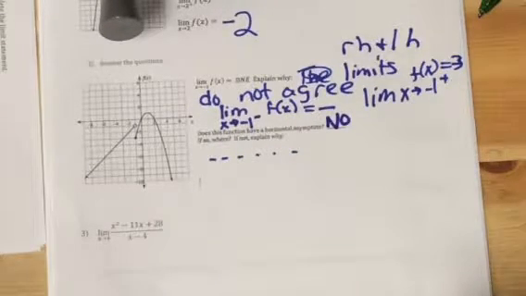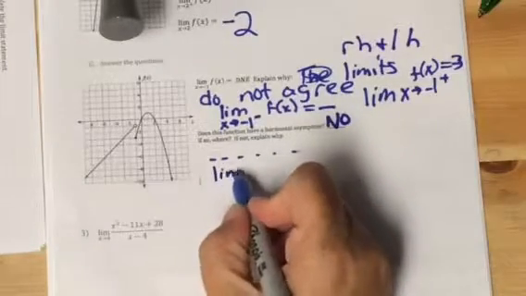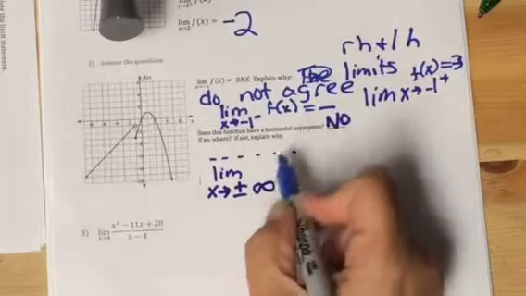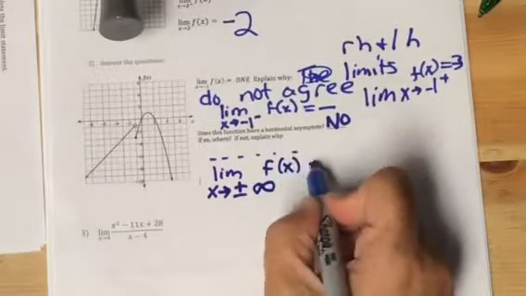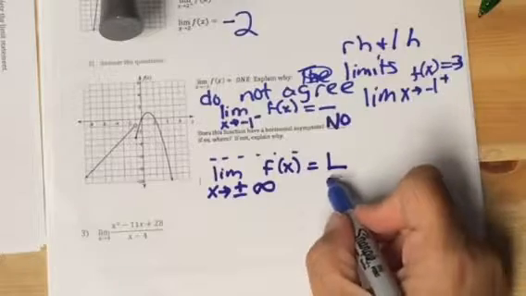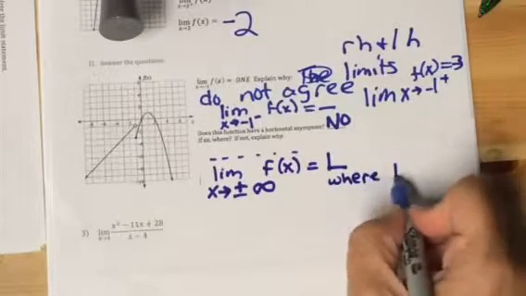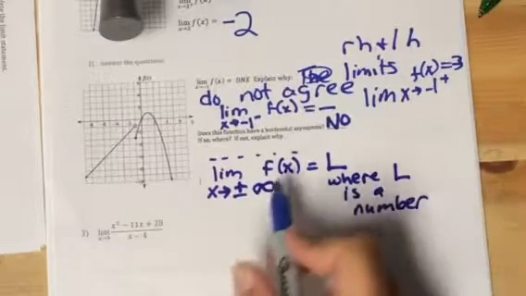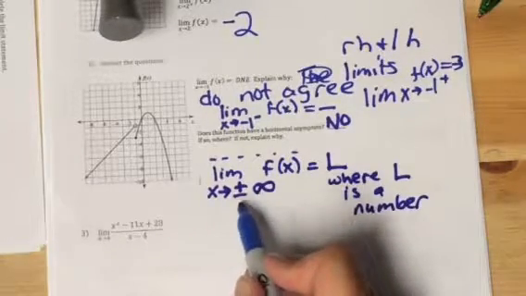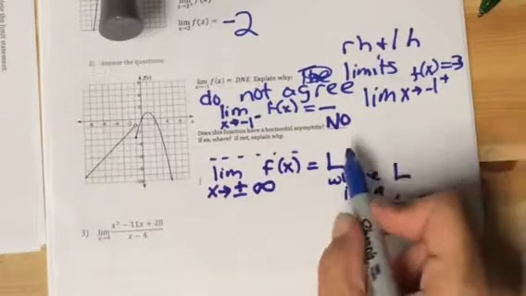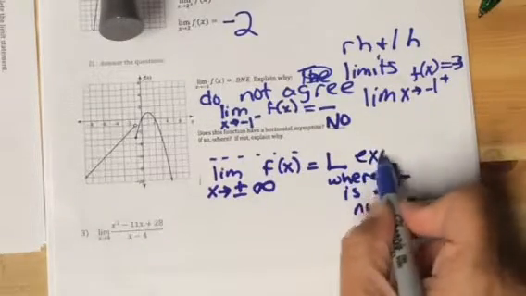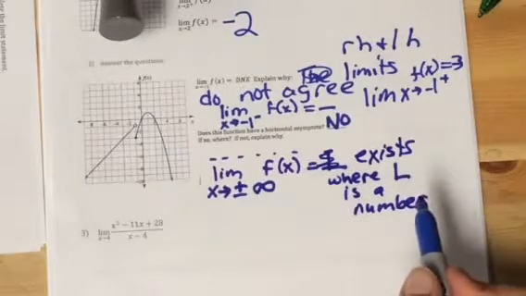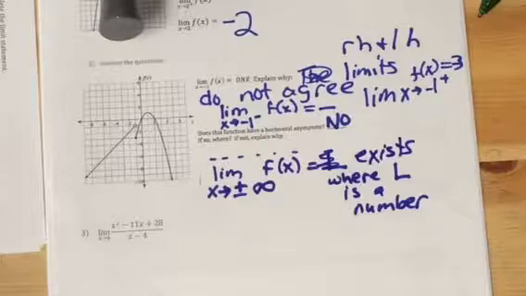The definition of a horizontal asymptote is the limit as x approaches either positive or negative infinity of f of x equals a number L, where L is a number. Or the limit of f of x as x approaches positive or negative infinity exists. You could also say it that way. If there's a limit as you go towards infinity, then there's a horizontal asymptote.